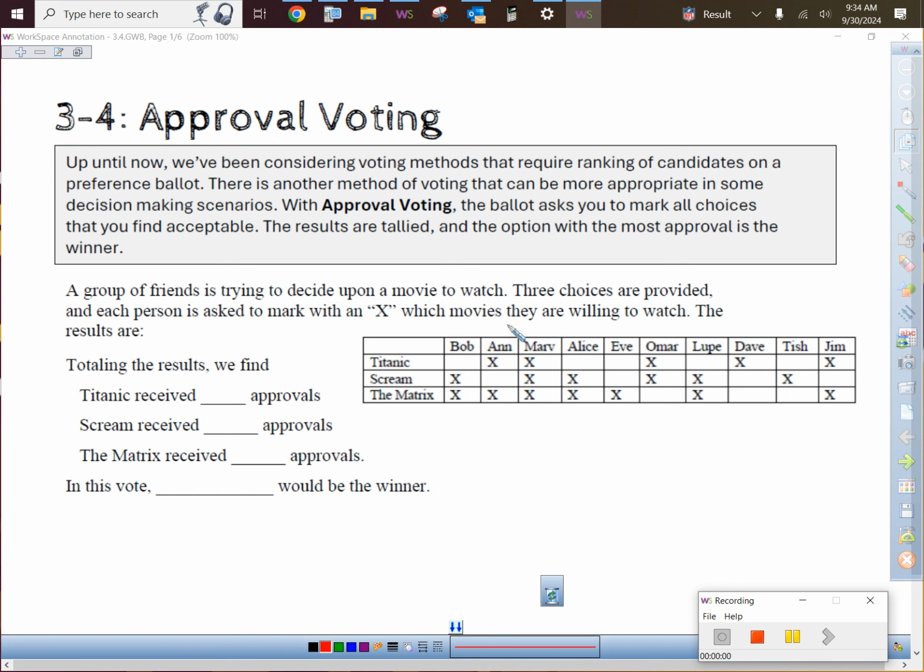Last unit of the lesson. There are 4 lessons in this one. We're going to quiz next time over all 4 lessons. Today is about approval voting, which honestly is probably one of the most common between friend groups, you know, when you're hanging out with your friends.